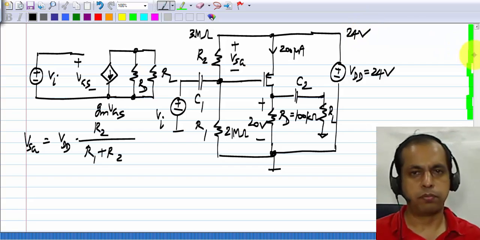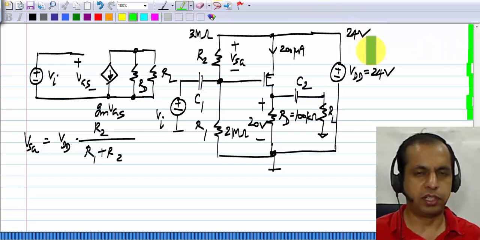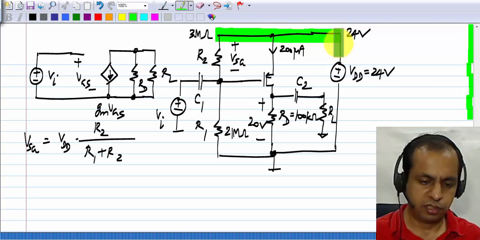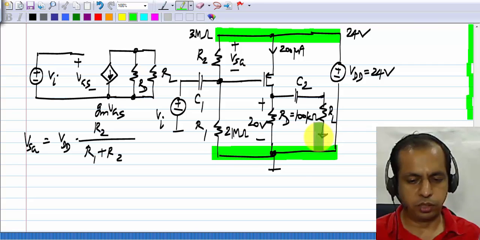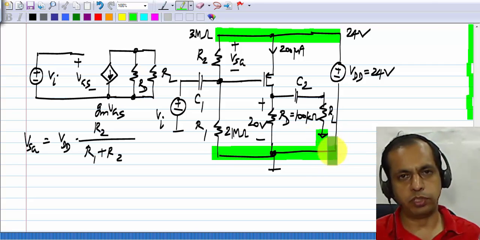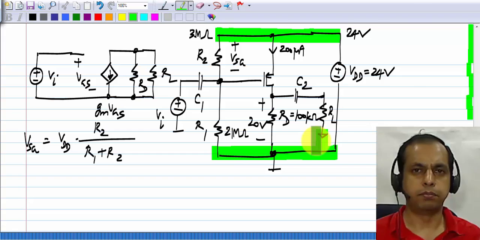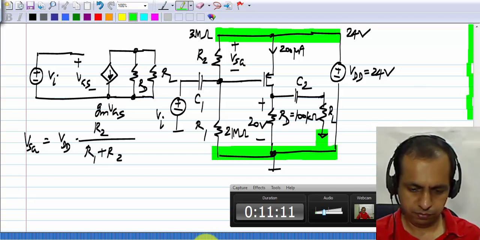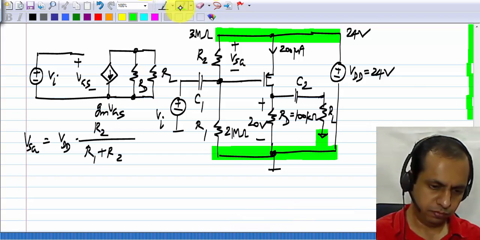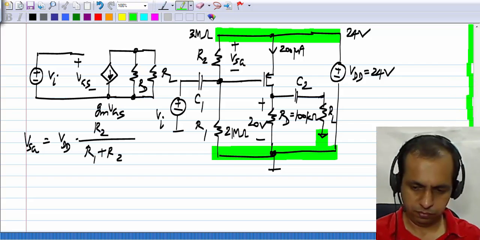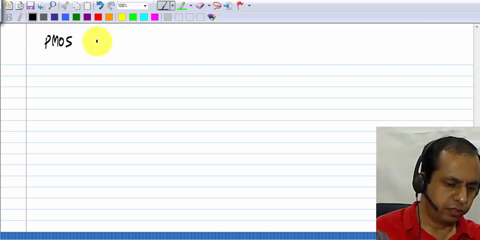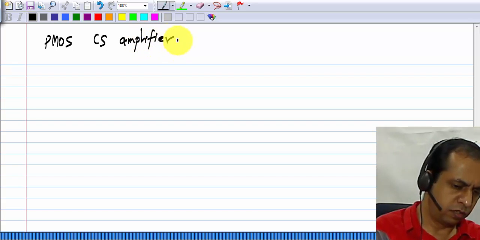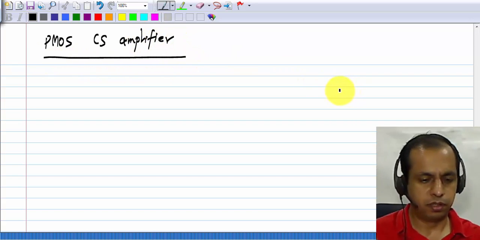Okay. So we'll still call this the ground, the bottom side, and this upper rail will still be at 24 volts. Okay. Now as far as incremental picture is concerned, this and this are both at ground. Okay. And this RL, it's connected to the common reference node of the circuit, which is ground, which is on this side. Okay. So that's the complete PMOS common source amplifier.